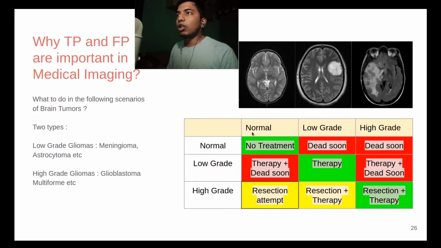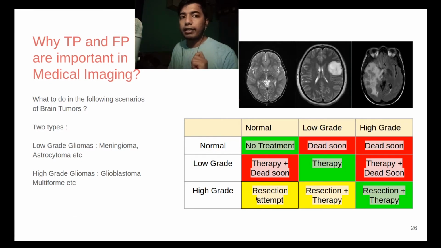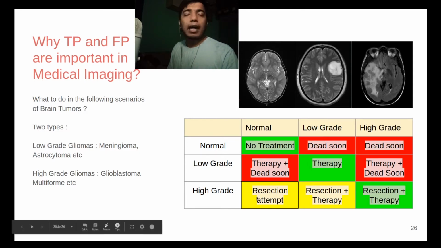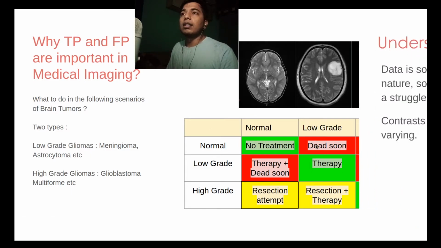So, for example, a normal brain is classified as a normal brain, no treatment is done. But if a normal brain is classified as a low grade, that person will receive radiation therapy and that person will die soon. Similarly, a normal brain classified as high grade, there would be an attempt to resect, that means to open up your skull and remove the tumor, which could be bad if they don't find any tumor. That's why the yellow. Red means you're dying.